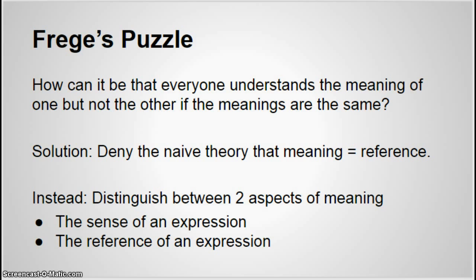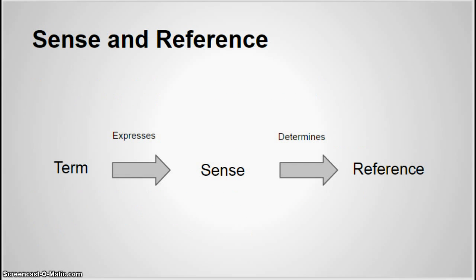So this shows one way of thinking about the problem that Frege poses, and the solution that Frege gives to this is to deny the naive theory of semantics, that meaning is reference, and instead distinguish between two aspects of meaning, namely the sense of an expression and the reference of an expression. Now that's it for today, and I will just leave you guys with this.